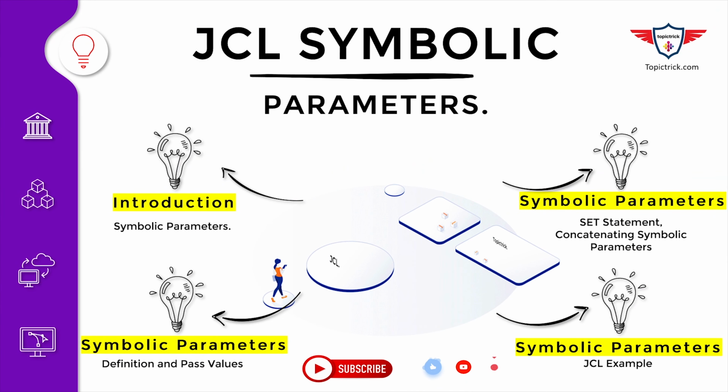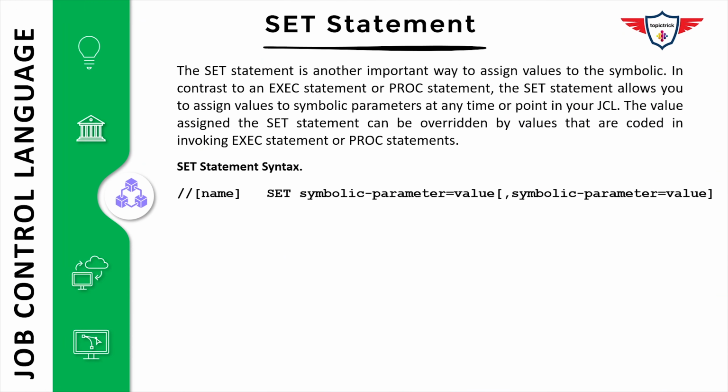Now let's move on to the next section, that is set statement. In this section we will focus on how you can use set statement to assign value to these symbolic parameters. So the set statement is another important way to assign values to the symbolic parameter. In contrast to an execute statement or a proc statement, the set statement allows you to assign value to the symbolic parameter at any time or point in your JCL.